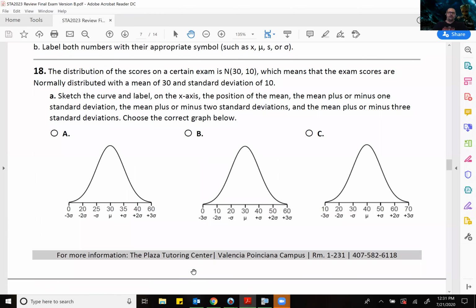All right. So here it says the distribution of scores on a certain exam is normal. So this is the normal distribution. The way that we can write it is N(30, 10), which means that the exam scores are normally distributed with a mean of 30 and a standard deviation of 10.